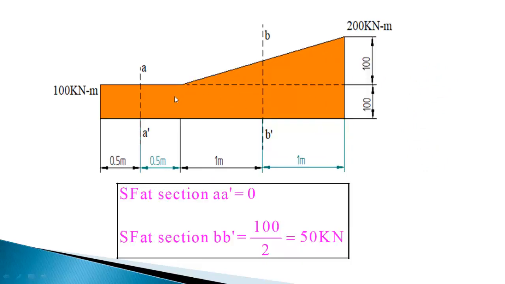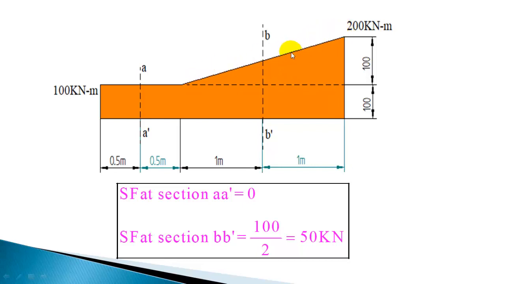So I will show it here. Draw a horizontal line here. So this is 100 kilonewton meter. Overall is 200, so remaining is going to be 100. So 100 kilonewton meter divided by this distance, which is 2 meter in total. So 100 by 2, that is 50 kilonewton, is the slope. That is the rate of change of bending moment.